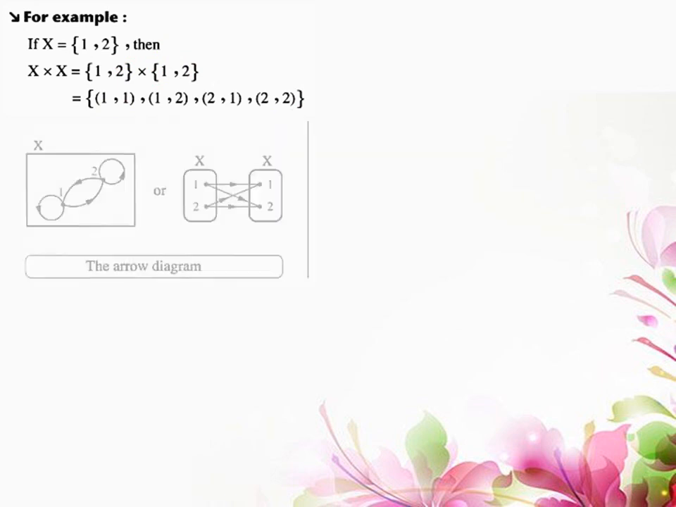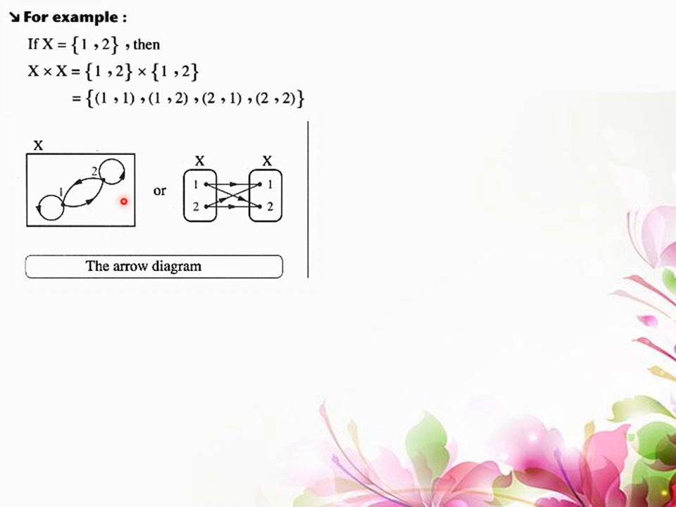The representation of it will be, the first way, the arrow diagram. We have two ways in it. The first way, like a Venn diagram: we will draw a set containing the elements of x, 1 and 2, with the elements 1 and 2, and we will connect between them by curved arrows like this.